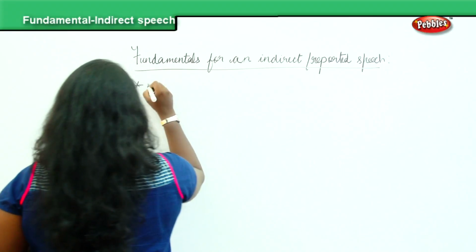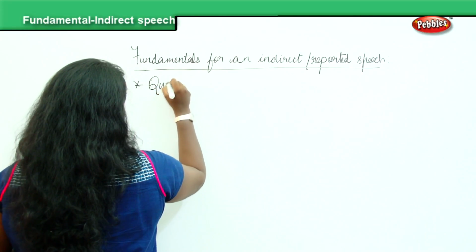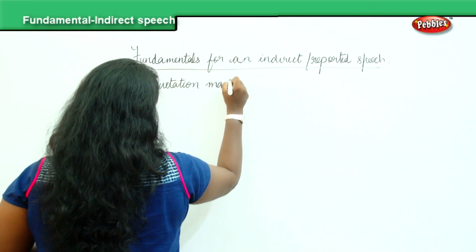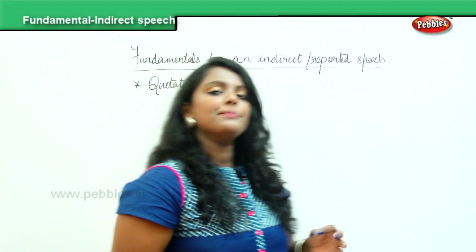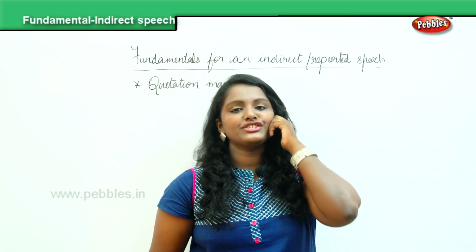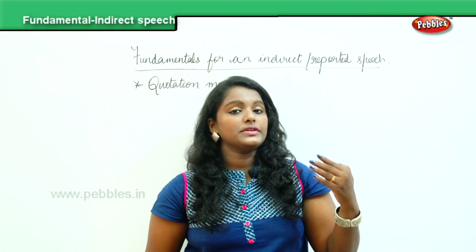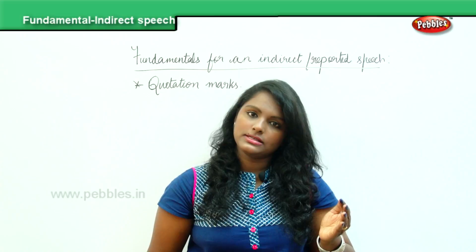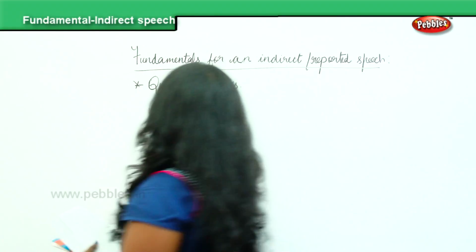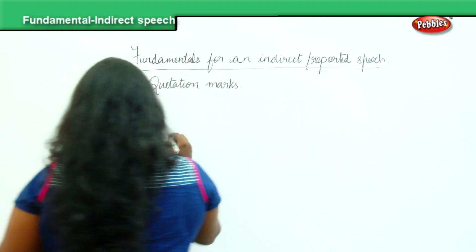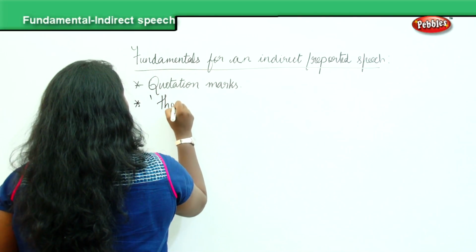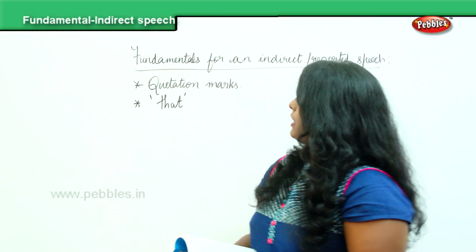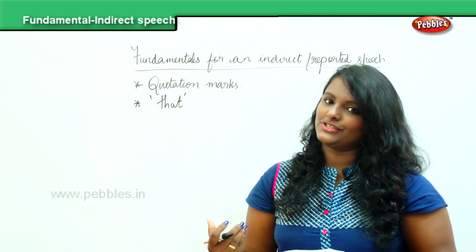The first thing to be kept in mind is quotation marks. If you remember, the very first example that I had given in the beginning of this session, I had said that when you convert a direct speech into an indirect speech, the first thing you do is remove the quotation marks. So this has to be kept in mind. The next fundamental rule is using the word that. The word that is used as a conjunction between the reported verb and the reported speech.